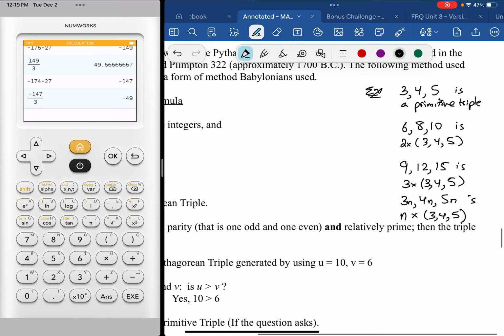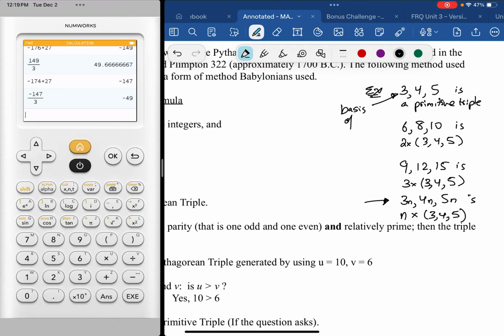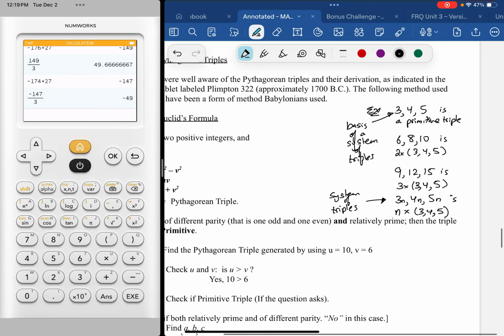So this ends up being an entire system of possible triples. This is the basis of a system of triples. Triples, not Star Trek. Triples.